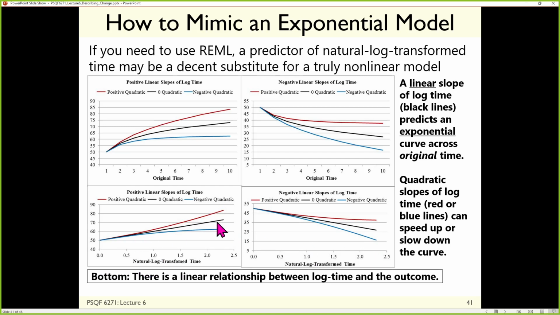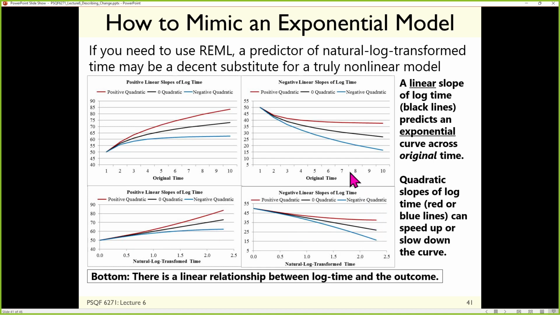The black line shows what would be predicted by a linear effect of log time. So there is a linear relationship between the outcome and log transform time that's positive in the bottom left picture, it's negative in the bottom right. If we take log time as a predictor and we square it, then we can enter a quadratic effect of log time that bends this line a little bit.